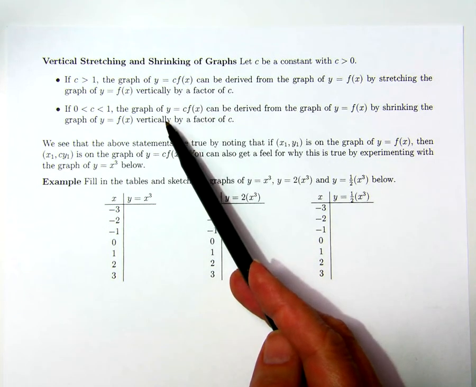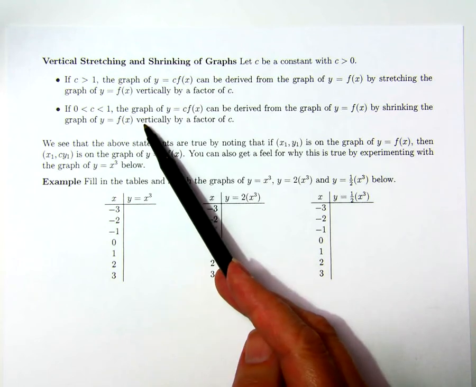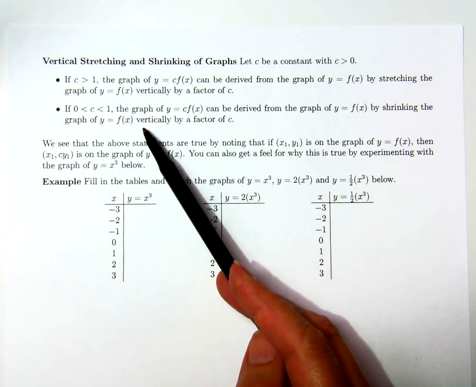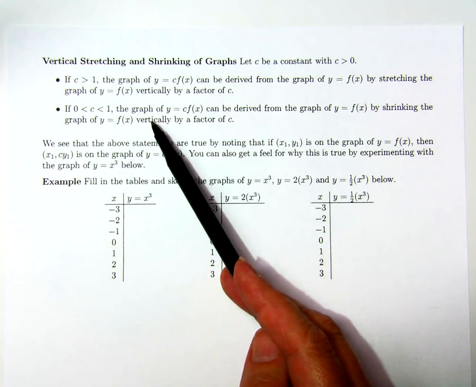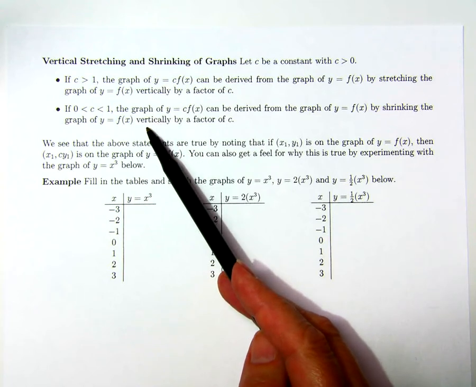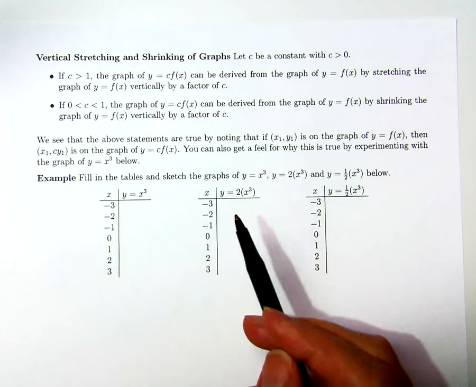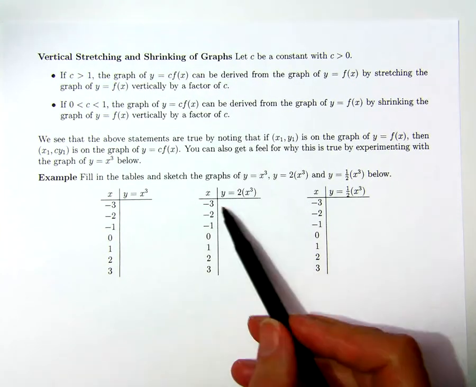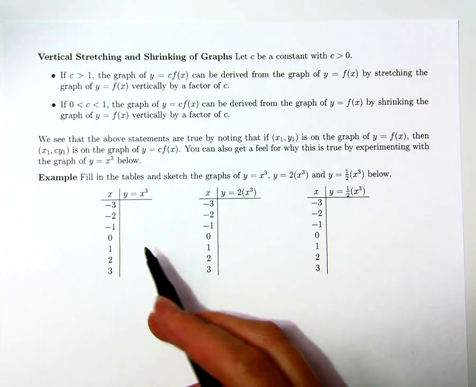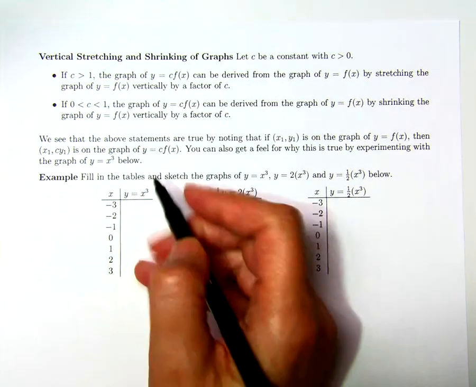And if c is between 0 and 1, then it's going to shrink the graph. It's going to draw it closer to the x-axis by a factor of c. So it's going to shrink the graph vertically by a factor of c. We'll look at this in action for the graph of y equals x cubed.